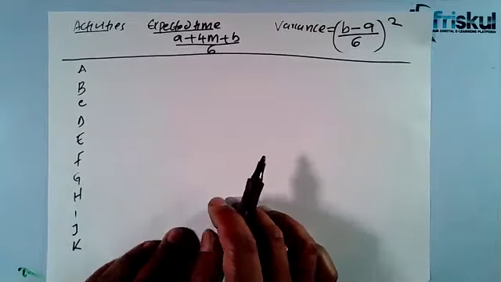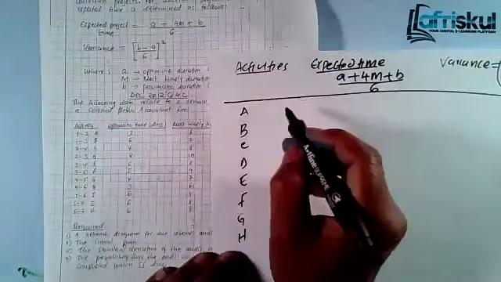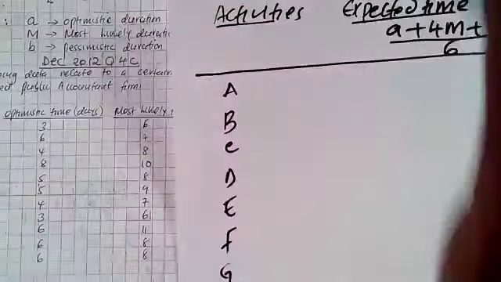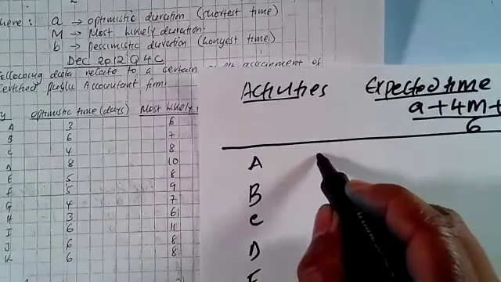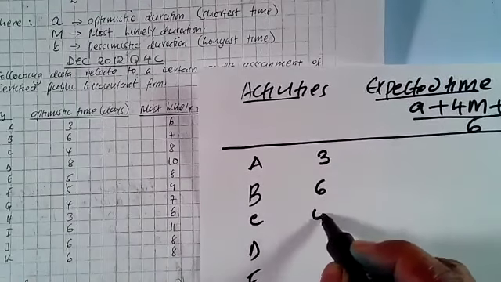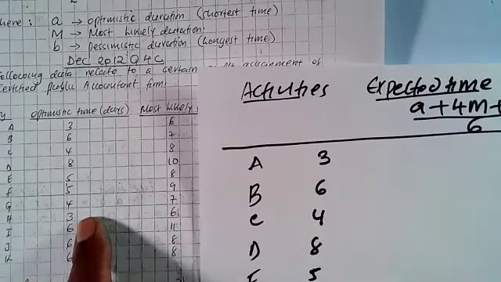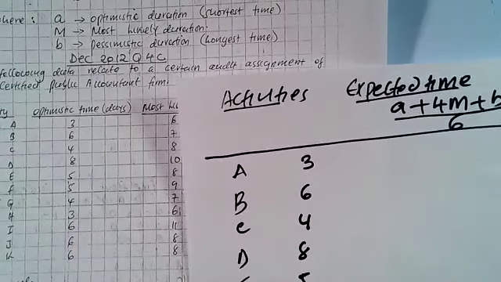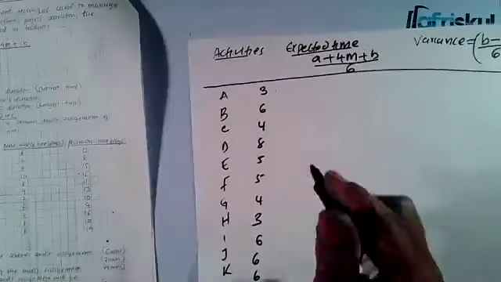So how do we get that? For example, for A, this is how we get the expected time. For A, remember the optimistic, this one will represent A. So in that case, it will take 3, 6, 4, 8, then we have 5, 5, 4, 3, 6, 6, 6. Now those are A. Then you add.